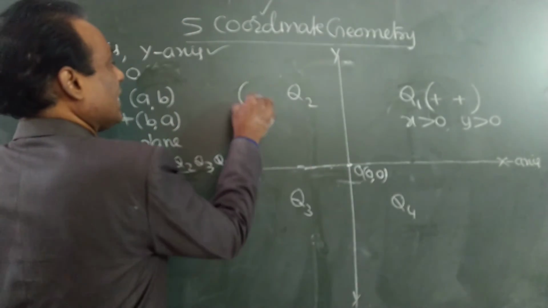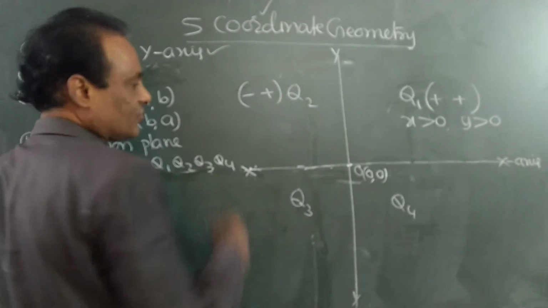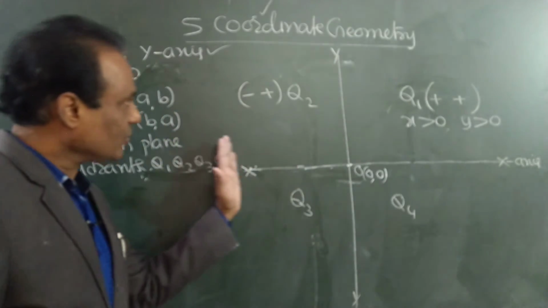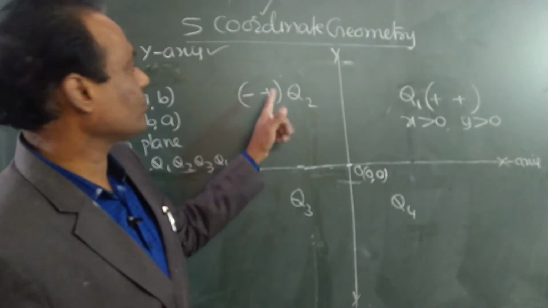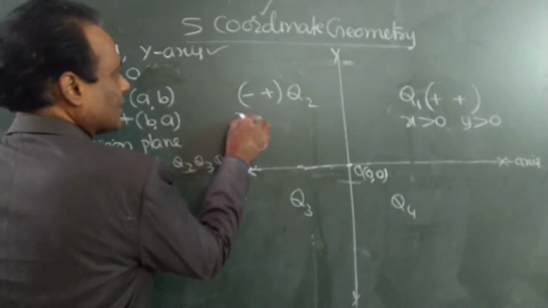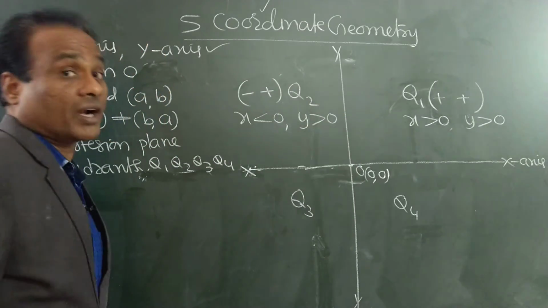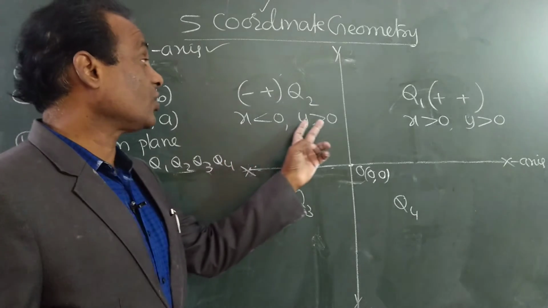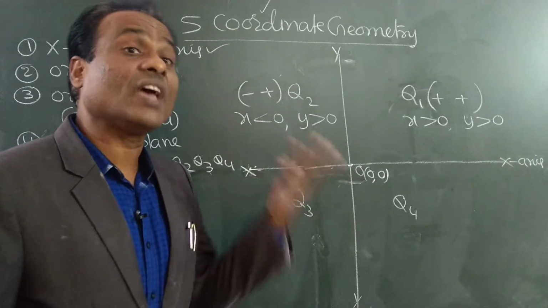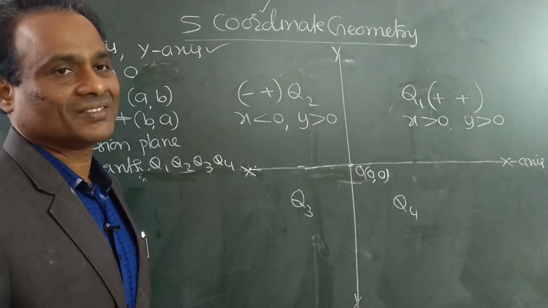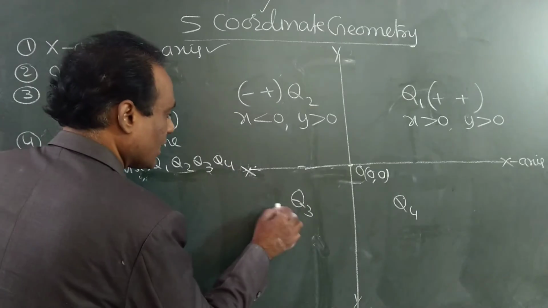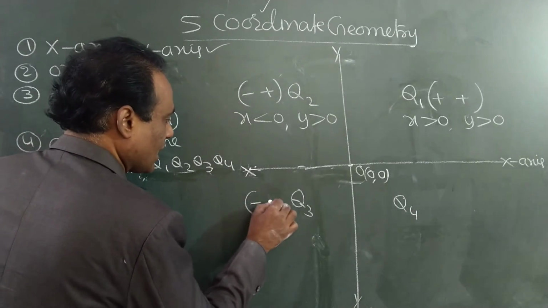Second quadrant, x is negative, y is positive. I explained, because this side x values are negative, above y values are positive. So we can also write like this. X less than 0, y greater than 0. Important bit. X less than 0, y greater than 0, the point lies where? Second quadrant.